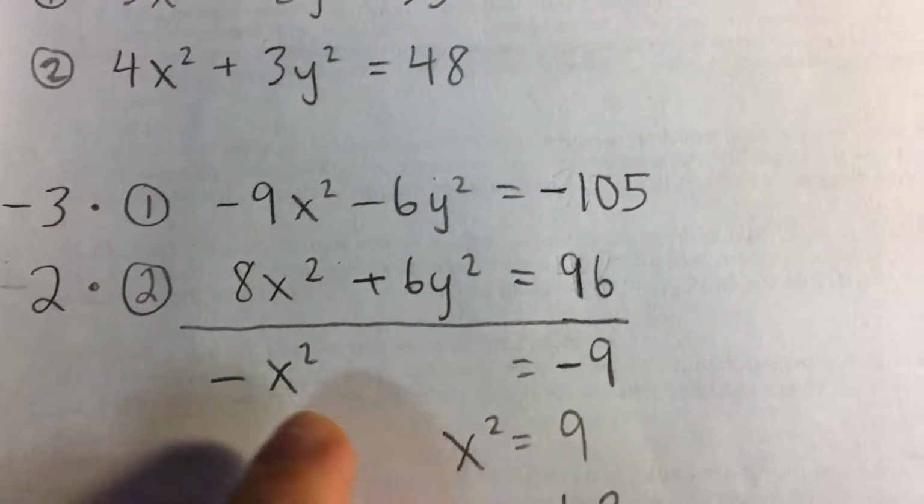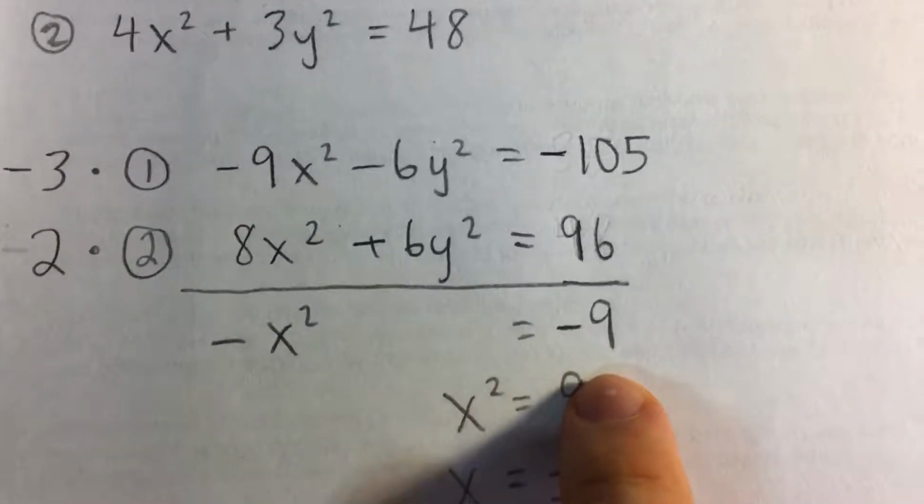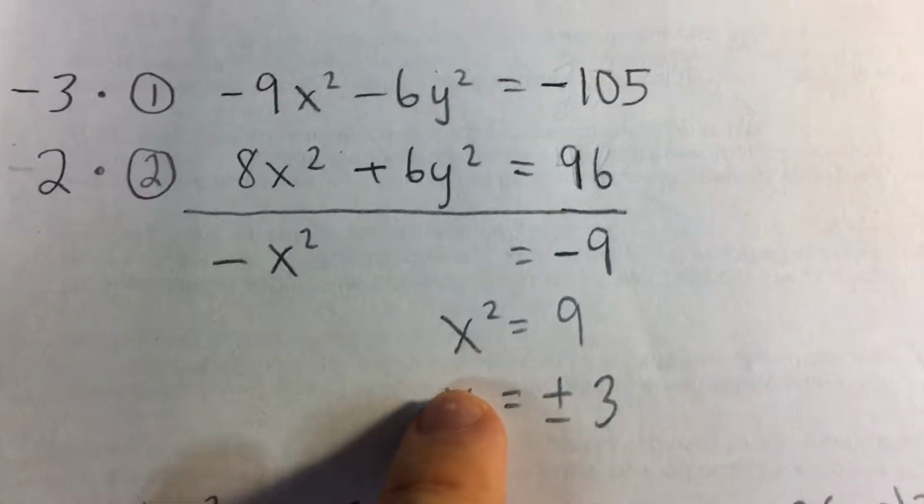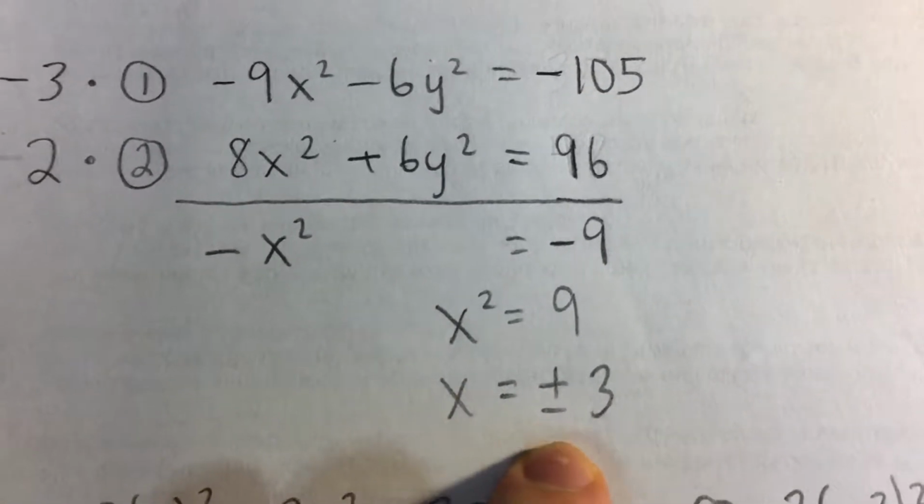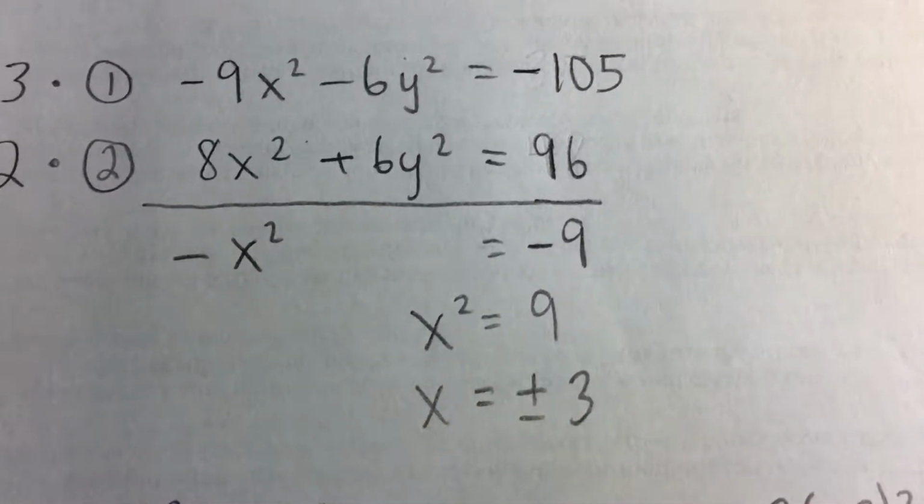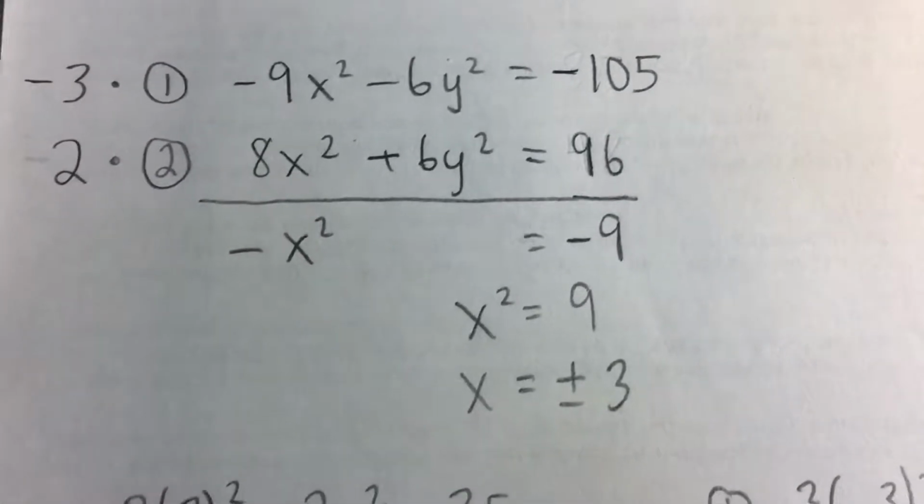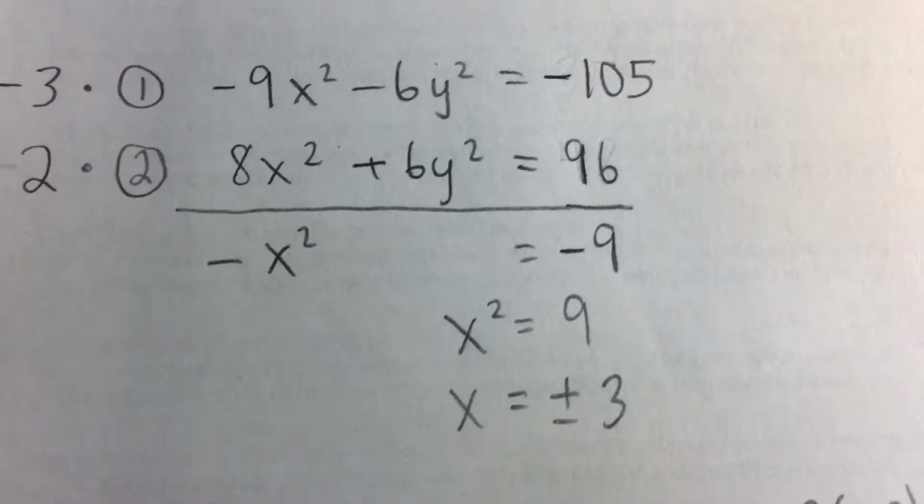So now I can add both these equations together to eliminate the y variable. You see it cancels out, and I'm left with negative x squared equals negative 9, which means that if I solve for x, I get x squared equals 9, and x is equal to plus or minus 3. So in other words, there are two x coordinates that are possible, 3 and negative 3.